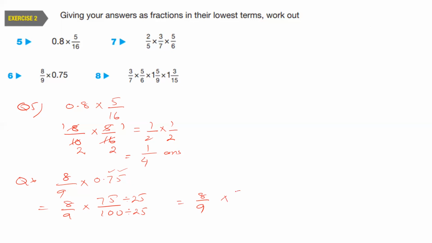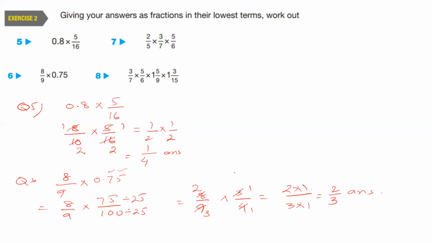25 times 3 is 75 and 25 times 4 is 100. Now next we can again simplify it because 4 times 1 is 4, 4 times 2 is 8. Now we read the times table of 3. 3 times 1 is 3, 3 times 3 is 9. So we got here 2 times 1 upon 3 times 1. So we got the answer 2 upon 3. This one is the answer for question number 6.